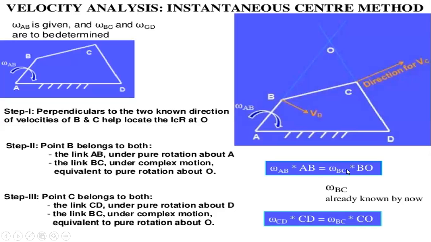So therefore we got the values: omega of AB into AB is equal to omega of BC into BO. That is, omega of BC is already known by now, and omega of CD into CD is equal to omega of BC into CO. CO is the extension of the CD line, and BO is the extension of the AB line. So therefore we got these two values by following the procedure.